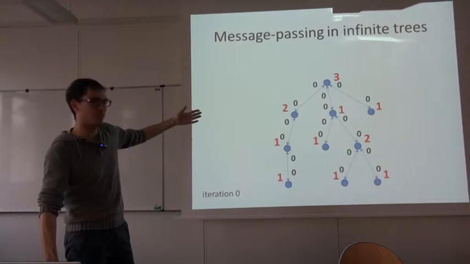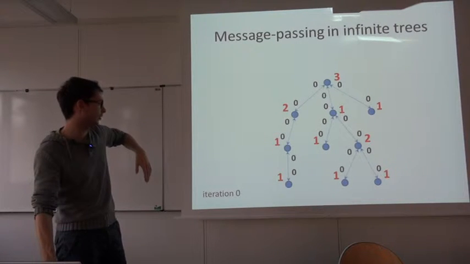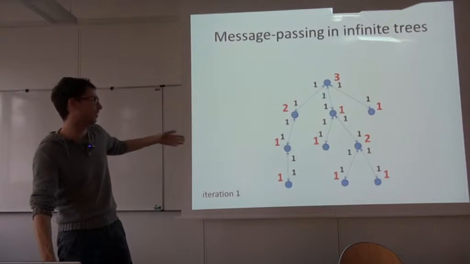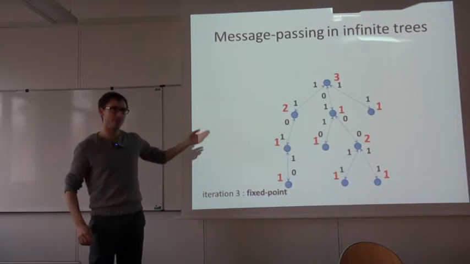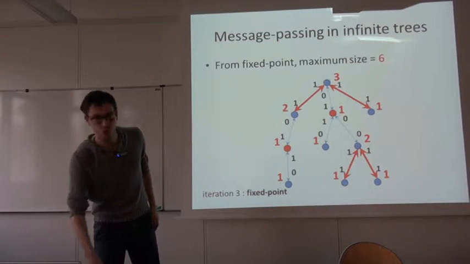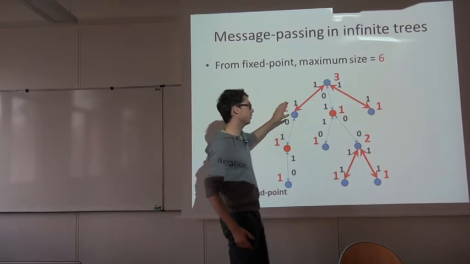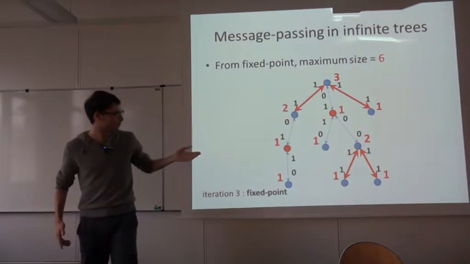I'll show you on the same finite tree how this algorithm runs. So we initiate all the messages at 0. And we apply local rules to update them. And at some point, they converge to a fixed point from which it is possible to recover the size of a maximum capacitated matching.